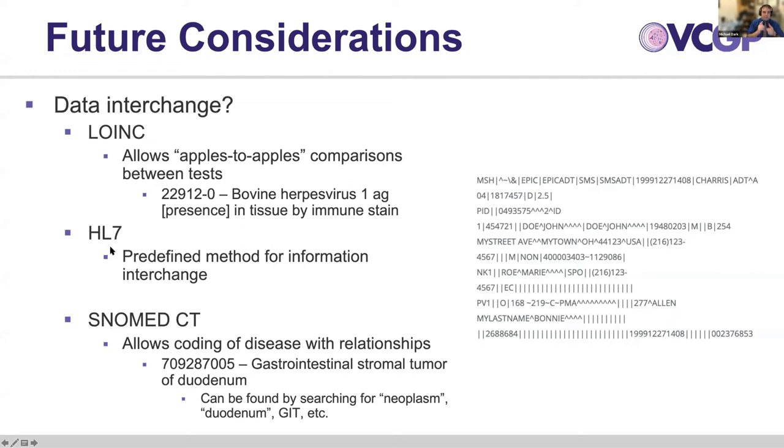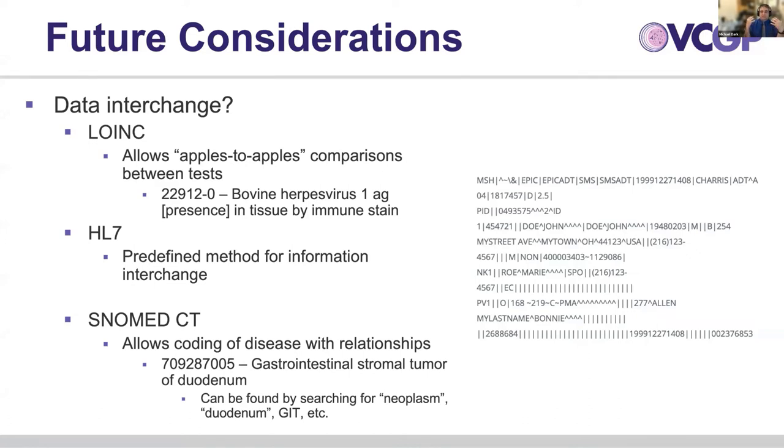HL7 is information interchange between computer systems. And if you've ever read the HL7 standard, then you've probably gone insane like I have. And then SNOMED CT is coding of diseases with relationships. It allows you to say, when you have this code, it specifies that this is a neoplasm, it's in the duodenum, it's a gastrointestinal stromal tumor, that's part of the gastrointestinal tract, that sort of thing.